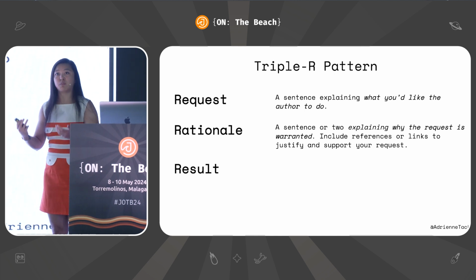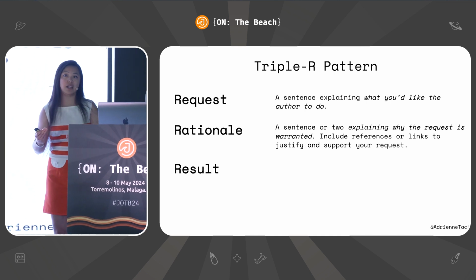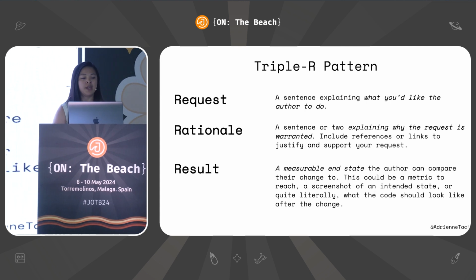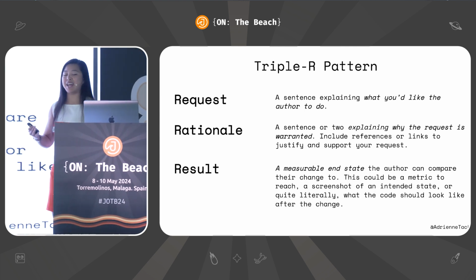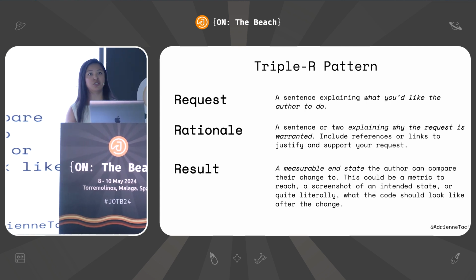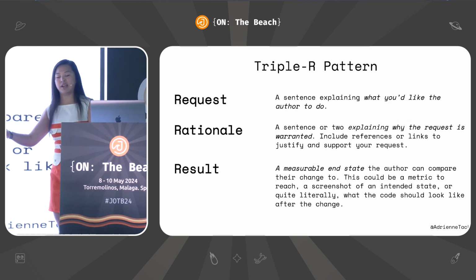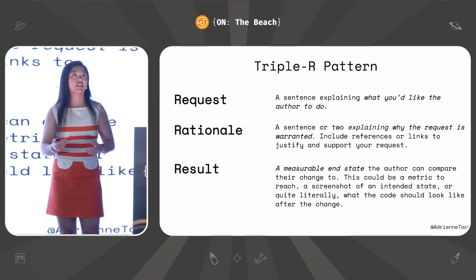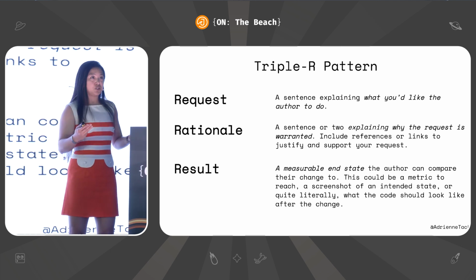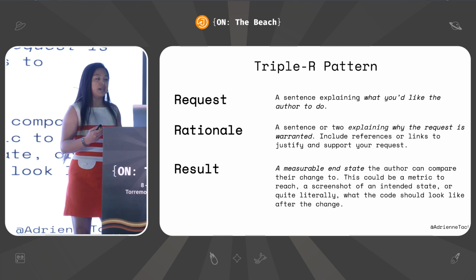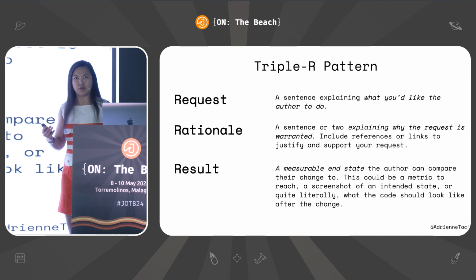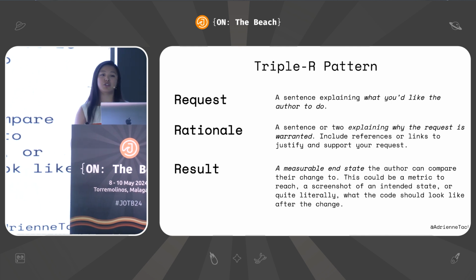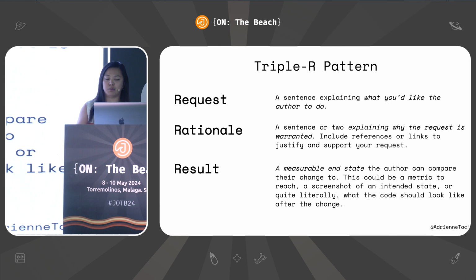Anything that can support what you're asking the author to do is good to put here in the rationale. And then the result, a measurable end state that the author can compare to. Maybe that's a metric that they have to reach. Maybe it's a screenshot of what the actual interface has to look like. Sometimes it's literally the code. But providing a measurable end state, the result that you're actually looking for, makes it much easier for the author to understand what it is you're asking them to do.